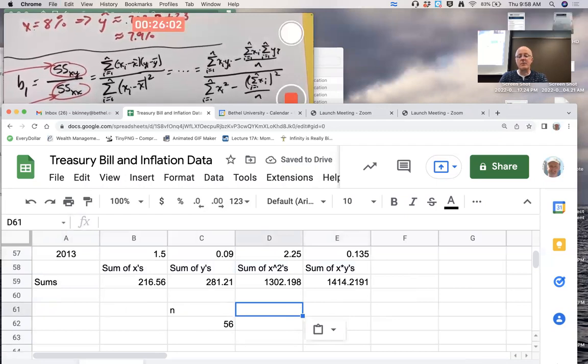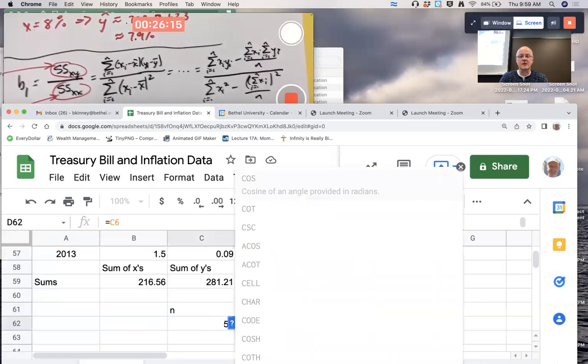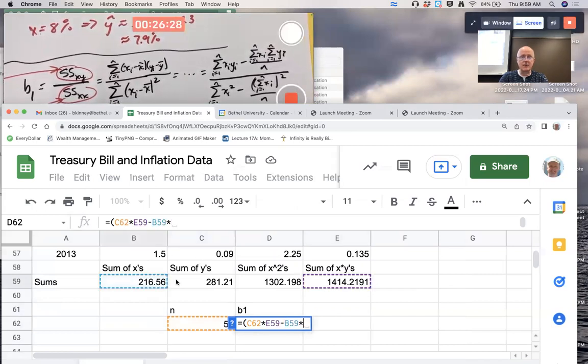All right, now let's do the slope and the intercept. I haven't written down the equation of the intercept. That's okay. Let's just do the slope first. It's n, which is in cell C62. Use parentheses though, because I'm going to divide. N times the sum of the x times y's, which is in cell E59, minus the sum of the x's times the sum of the y's.